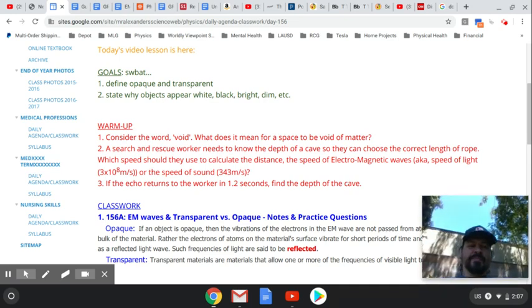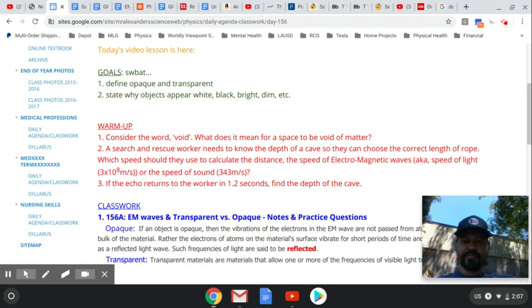Okay. Void. Lots of meanings for the word void. For something to be void of something, it just means that it's empty. Space, right? Space is not quite empty. There's stuff out there, but it's pretty empty. There are particles out in space, but they are few and far between.